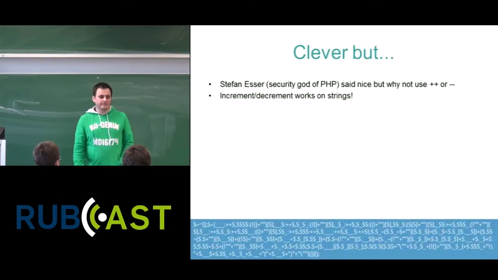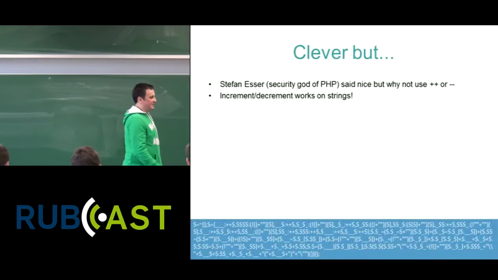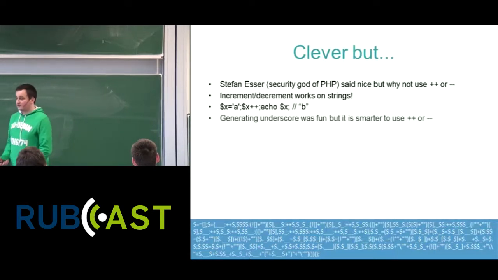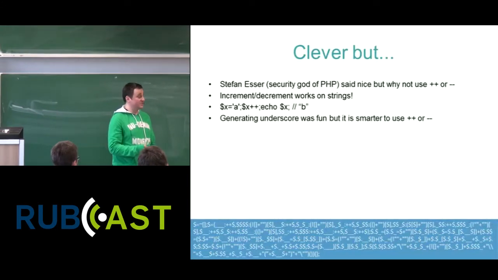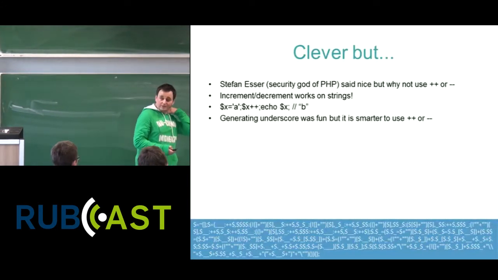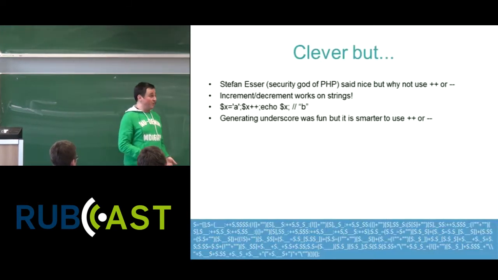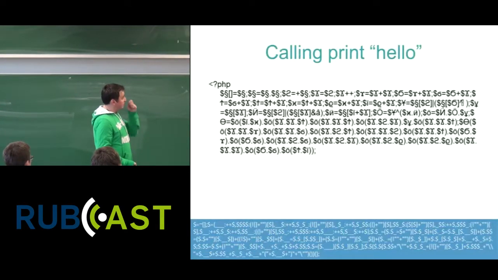So it works on strings. I didn't have a C background, I think that's my problem. So this works in C as well. So you can have the string A and then increment it to B. So all that process I did to generate underscore was pretty much pointless, because you can just increment the values and get the values that you want. But it was fun. So let's call hello.